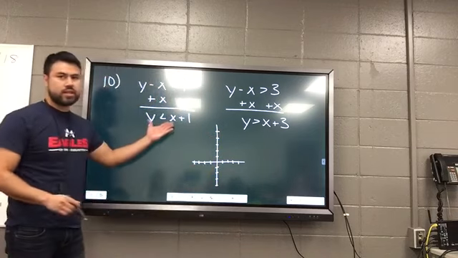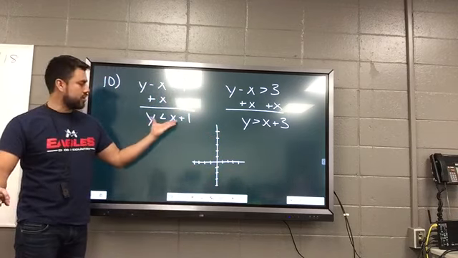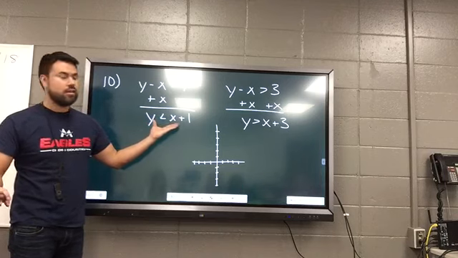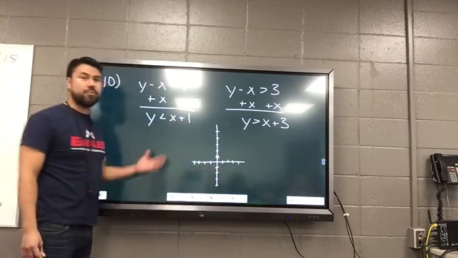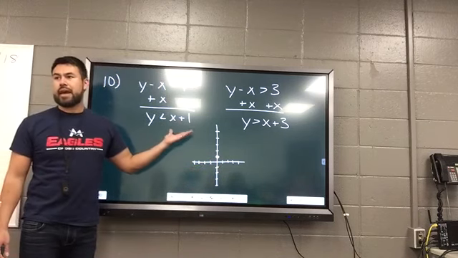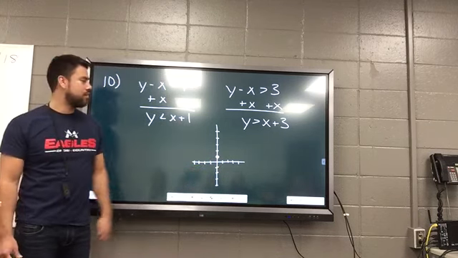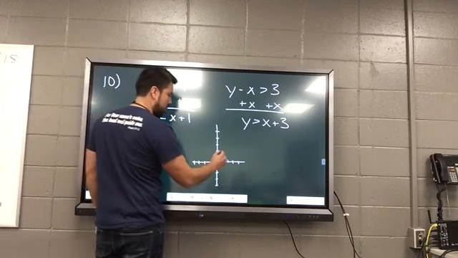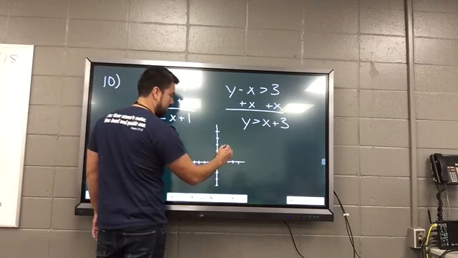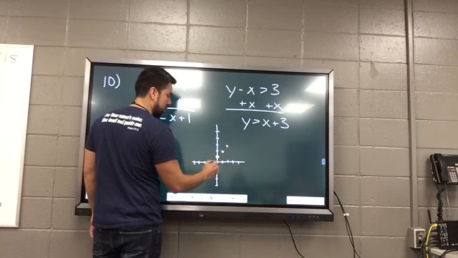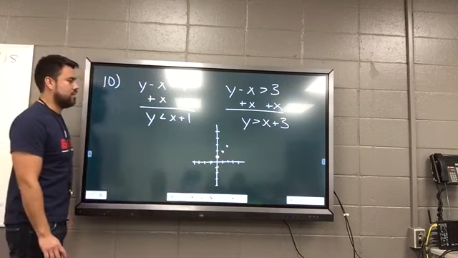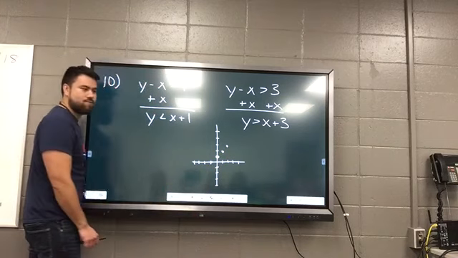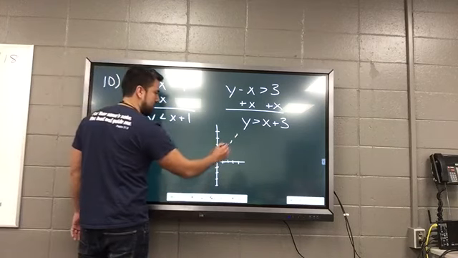All right, the first inequality. Turner, where do I start? 1 on the y-axis. Good. And where do I go from there? Matt? You go up 1 over 1 to the right, and I can keep doing that, or I can go down 1 over 1 to the left. What kind of line should I have there, Jack? A dotted line. Yeah, this dash line.